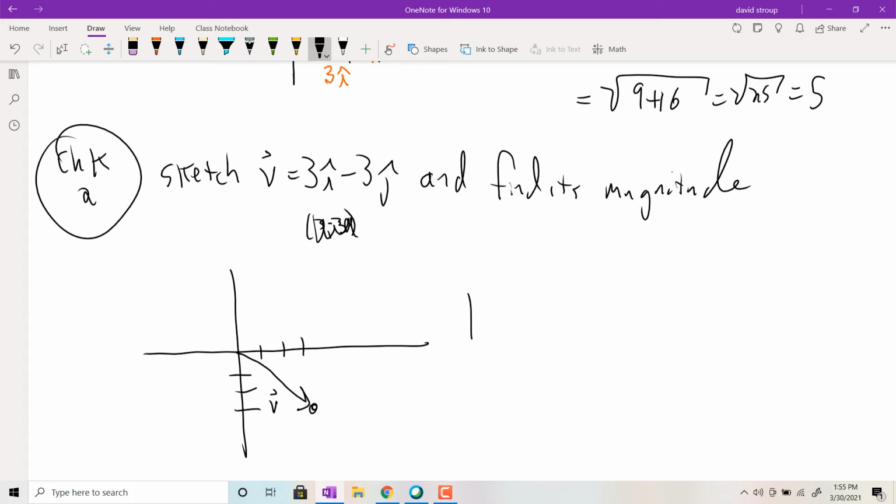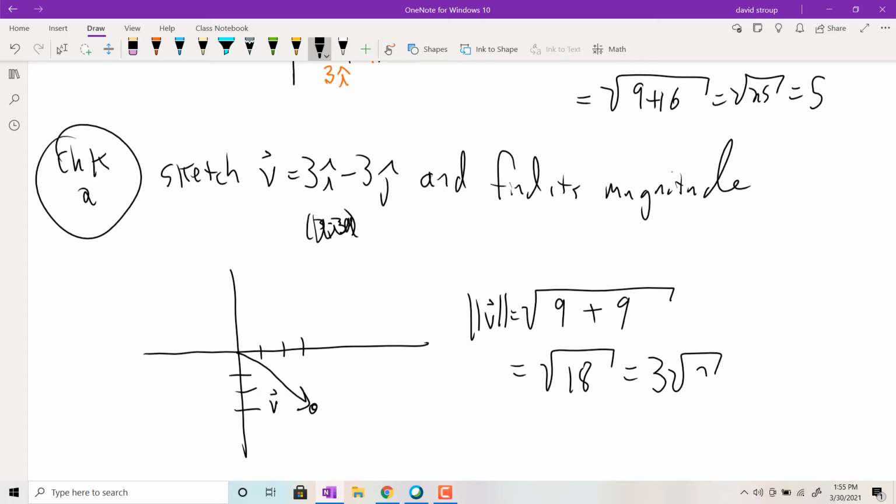Its magnitude then, so the magnitude of v is going to be the square root of the components squared, right? So in this case, 9 plus 9, which is 18. That'll be, what is that, 3 root 2? 3 root 2. So 18 is 9 times 2. And then you could split up that square root: square root 9 times square root 2 is 3 root 2. Okay.